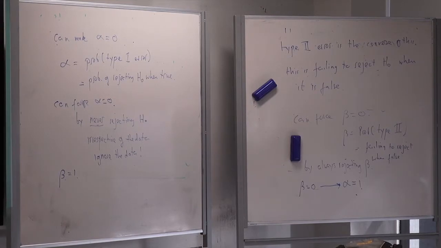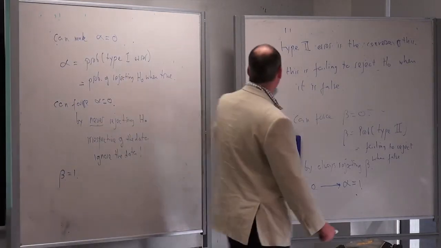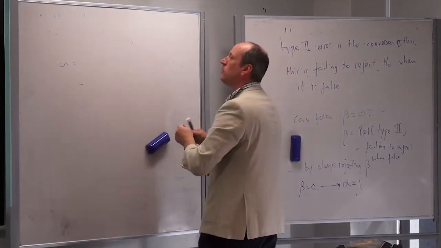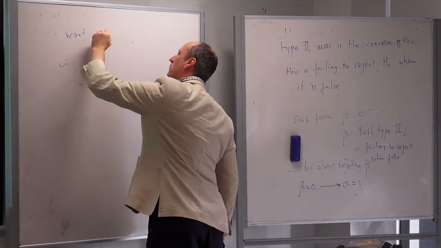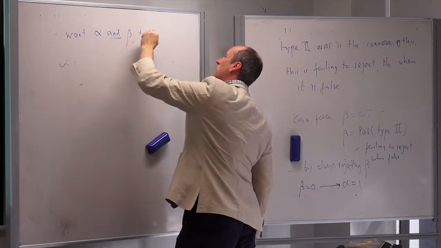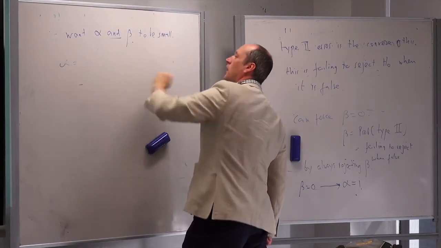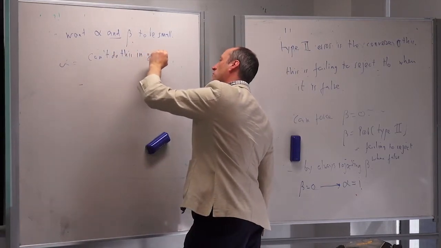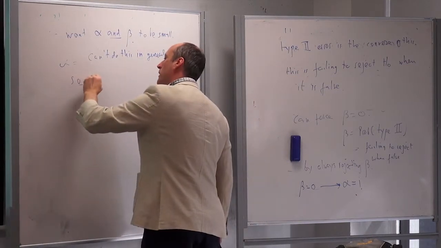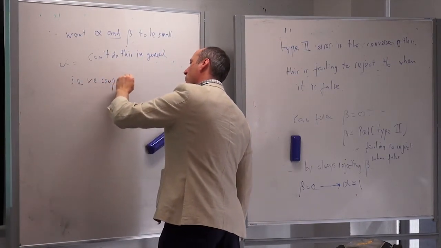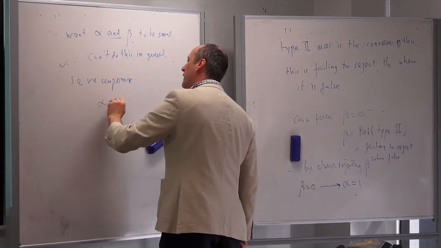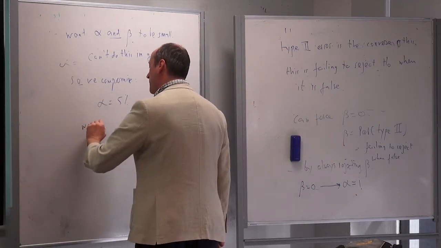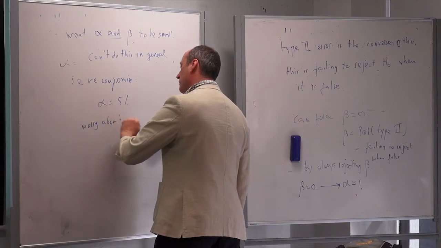You'll notice that what we normally do in statistics, so we want alpha and beta to be small. Can't do this in general. So we compromise as follows. We set alpha equals 5%. That's your cutoff for your p-value. And we worry about beta separately.